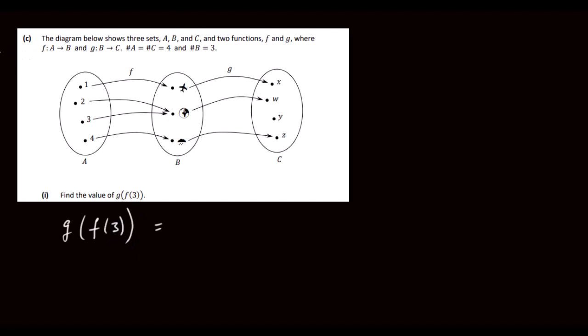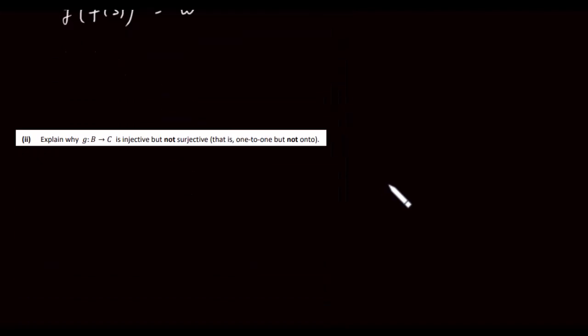If we look at 3 from f here, what happens? It's mapped onto this world thing here, this Earth. And what happens then when you put that into g? Well, it's mapped onto w. So it's fairly straightforward. Our answer is just w, and that's it. Okay, so that's part C. Let's have a look at part 2 of C.